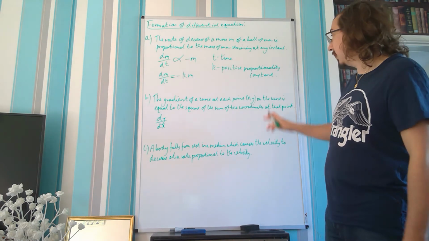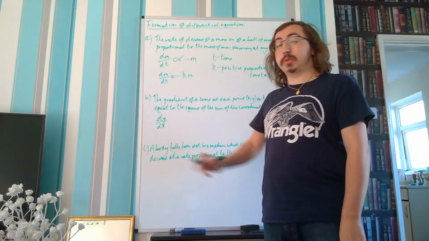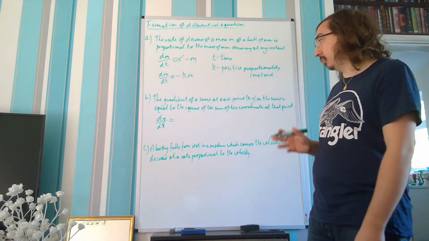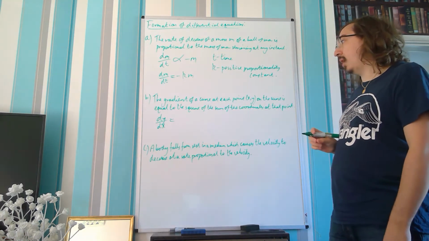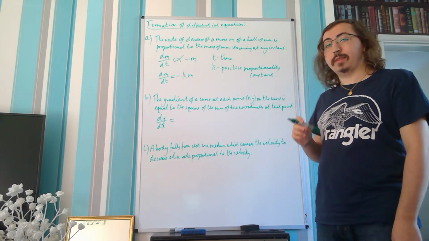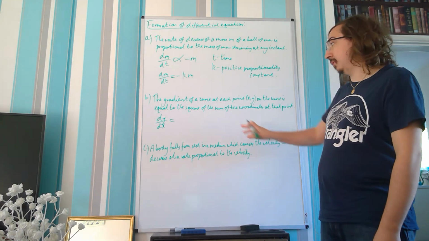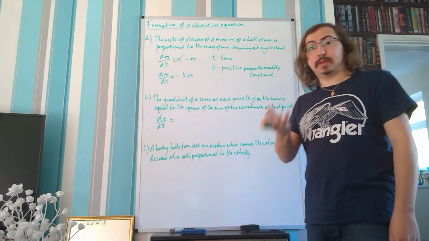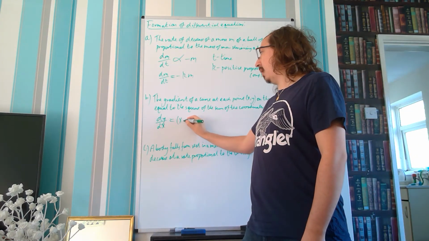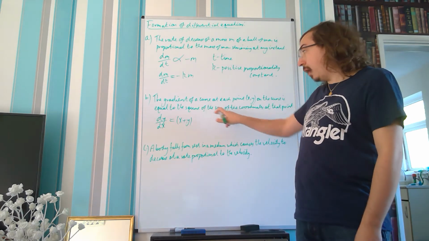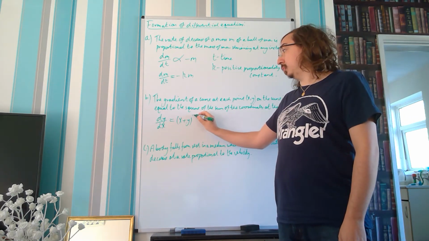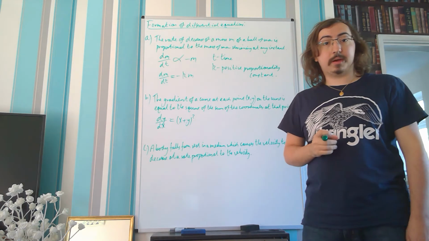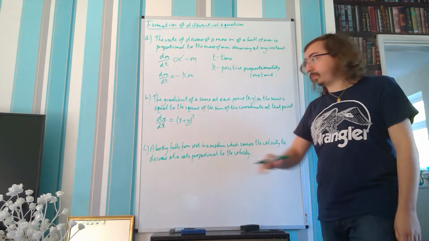So dy by dx. We are then told that it is equal to, so we don't need to deal with the proportionality, we can straight away say that this is equal to something. And then we are told that it is the square of the sum of the coordinates at that point. That's just a fancy way of saying that you've got the sum of the coordinates. Our coordinates are x, y, and if it's sum, it means it's an addition, so we've got x plus y. And you've got the square of the sum, so we need to square that expression. Whatever x plus y is, square it, and that's dy by dx. So that's quite a nice one.